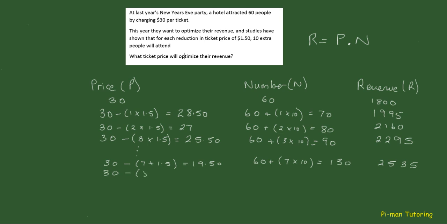And if you go one more step and you reduce the price by 8 lots of $1.50, tickets are now just $18 each. The number of people that show up will be 80 more than the original 60, 140 people, but now when you multiply those two numbers together, you'll see that the revenue has peaked and we're starting to come down the other side of the parabola.